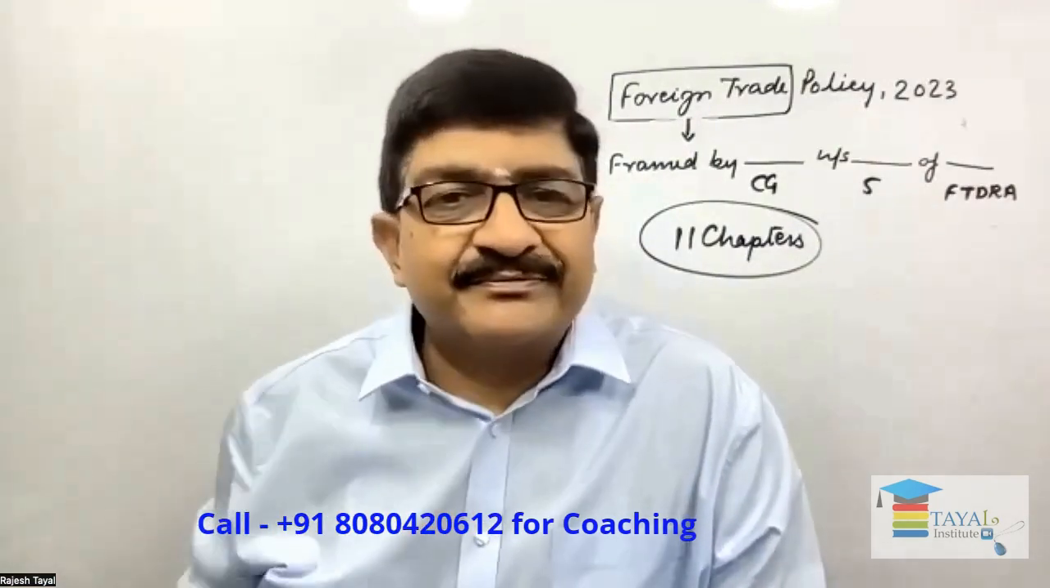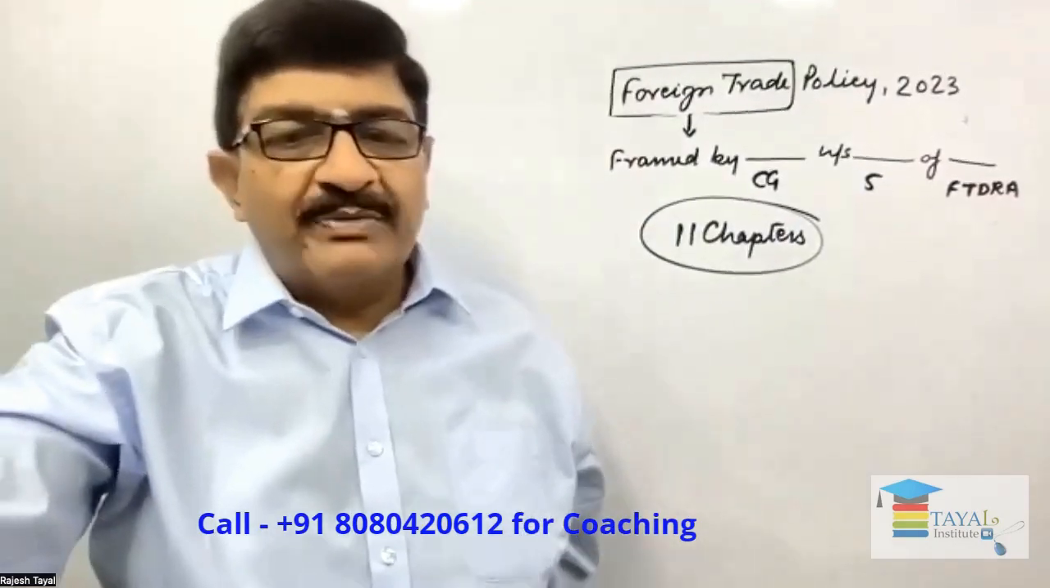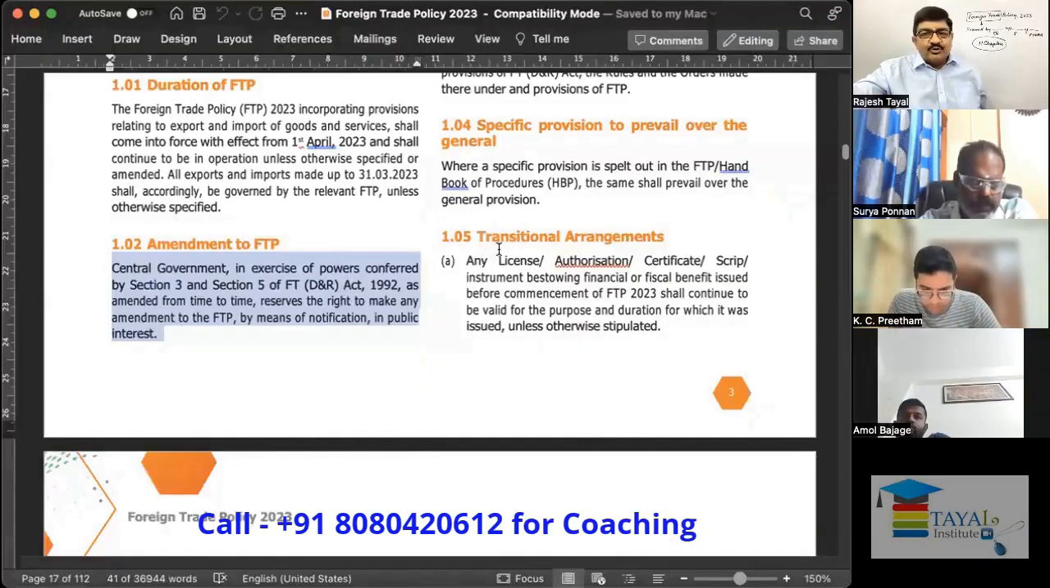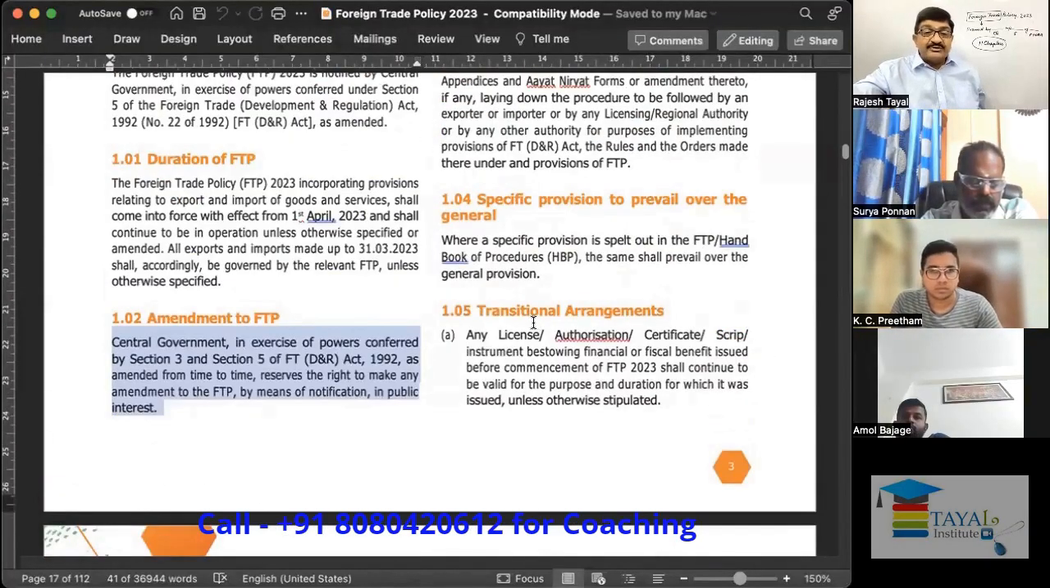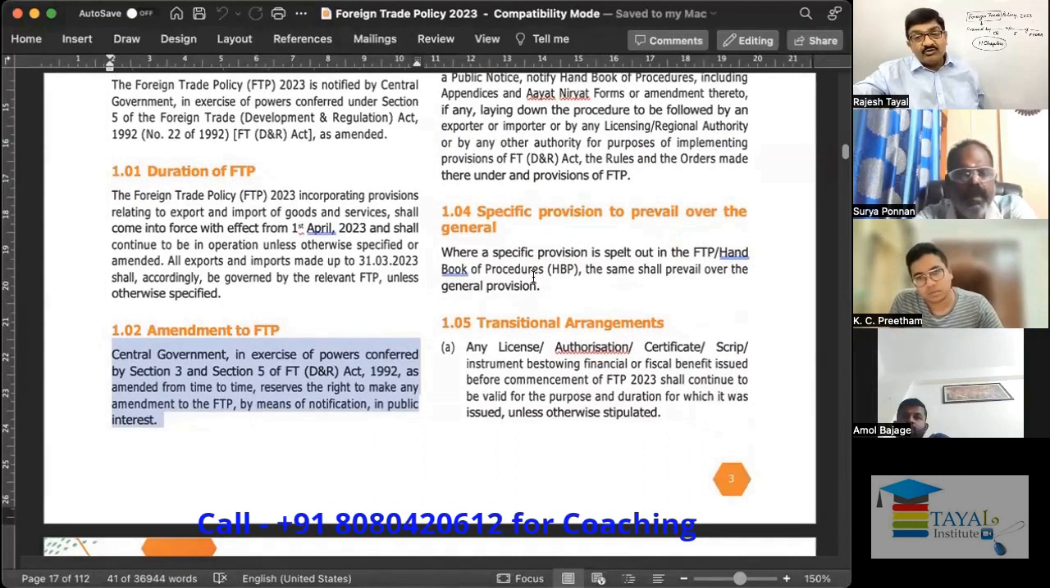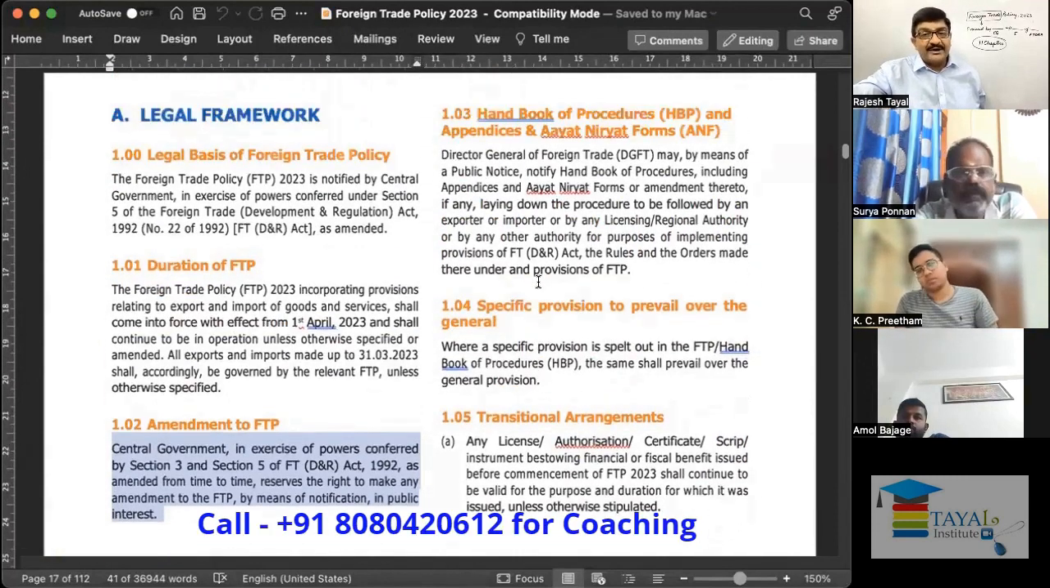That is okay. But reply will come. Okay, so taking you back to the policy again. Point number 2 is clear. Who has authority to amend? The exclusive right to amend the policy is vested with the central government, and any amendment can be brought in only by issue of notification in the official gazette. And every amendment has to be in the public interest only.